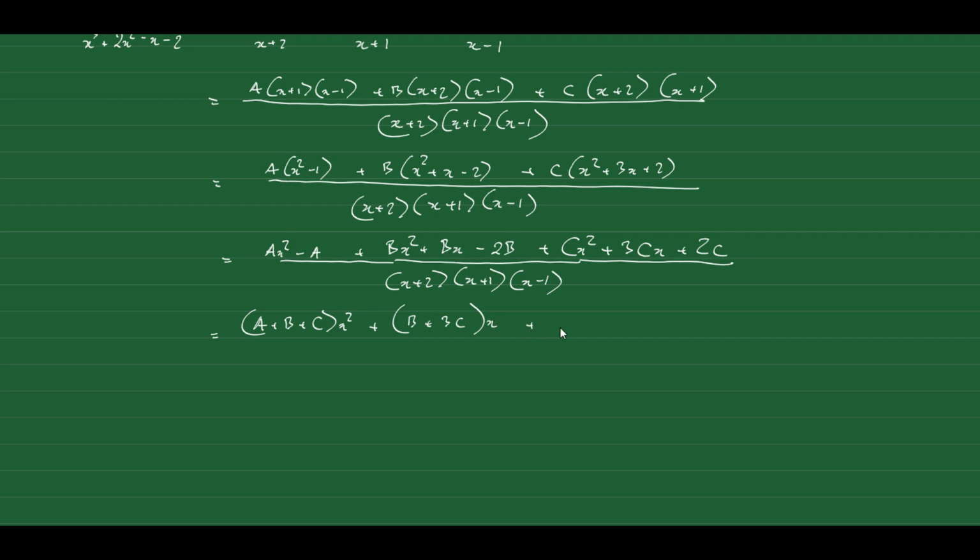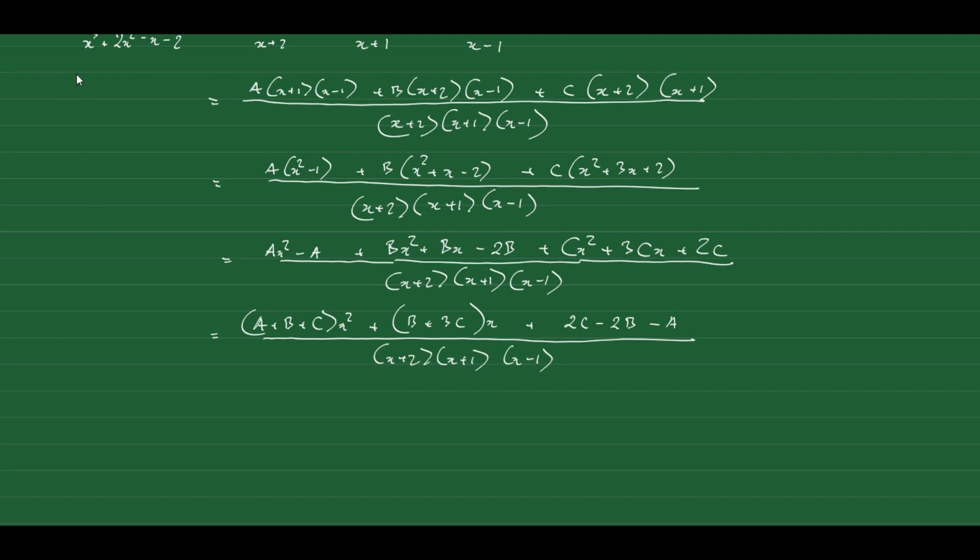Then the last one we have 2c minus 2b minus a. Make sure you have all the terms. So 1, 2, 3, 4, 5, 6, 7, 8, over the bottom, x plus 2, x plus 1, x minus 1.